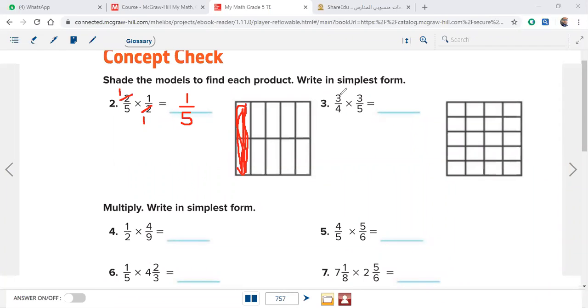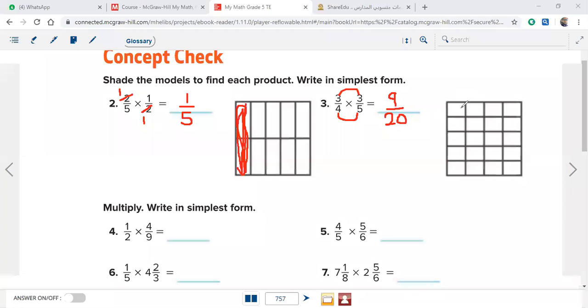denominators 3 times by 3. 3 times by 3 equals? Yes, 9. Out of. Multiply denominators. 4 times by 5. 4 times by 5 equals what? Yes, equals 20. So the answer will be 9 out of 20.